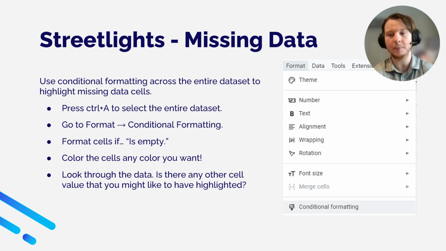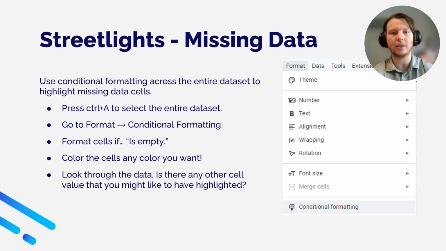The first is looking at missing data. Control and A will select the entire dataset, and then you can go to Format and Conditional Formatting. What we want students to do is format the cells using the isEmpty criteria and color the cell any color you want. And this should make it easy to scroll through the entire dataset and see if there are any missing values where there's just a blank there. That might be some missing data.